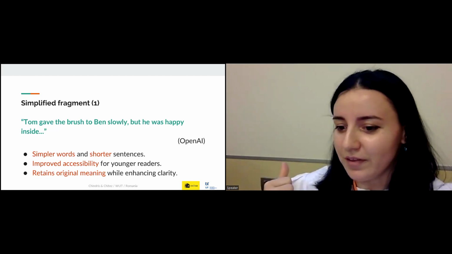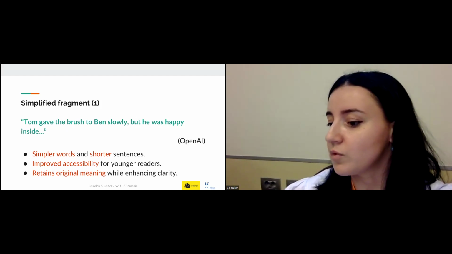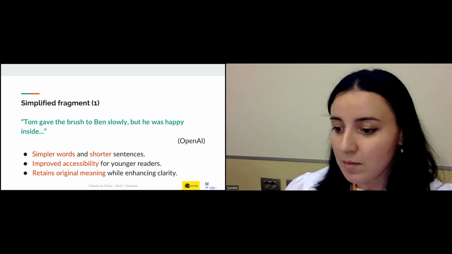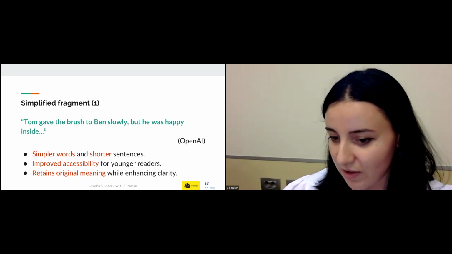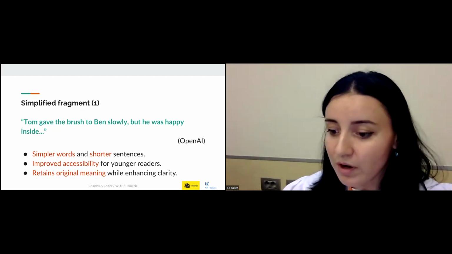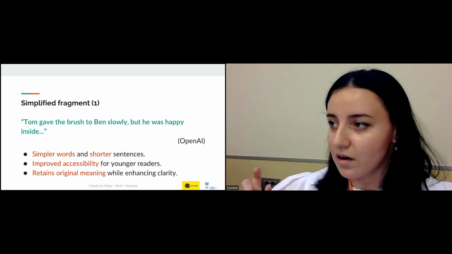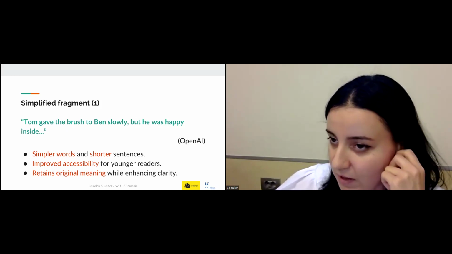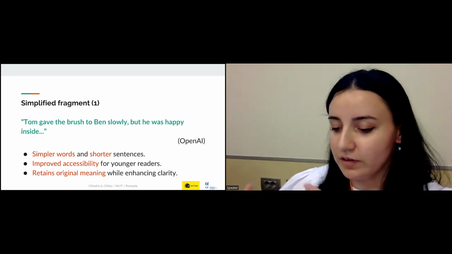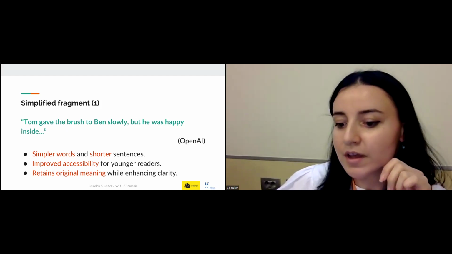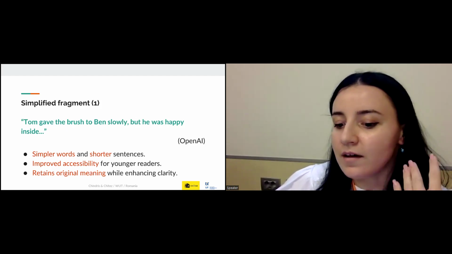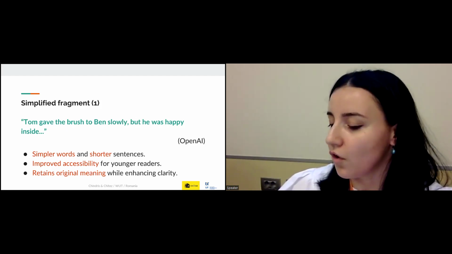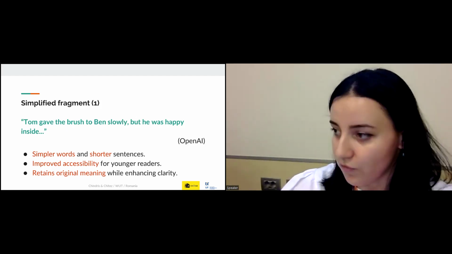The simplified fragment is the following one, and it was provided by ChatGPT. Tom gave the brush to Ben slowly, but he was happy inside. It's the same meaning, as you can see, but the words are simpler and the sentences are shorter. You cannot see the whole simplified fragment, but the sentences are short. Definitely, it retains the original meaning, but the focus is on enhancing clarity of ideas.